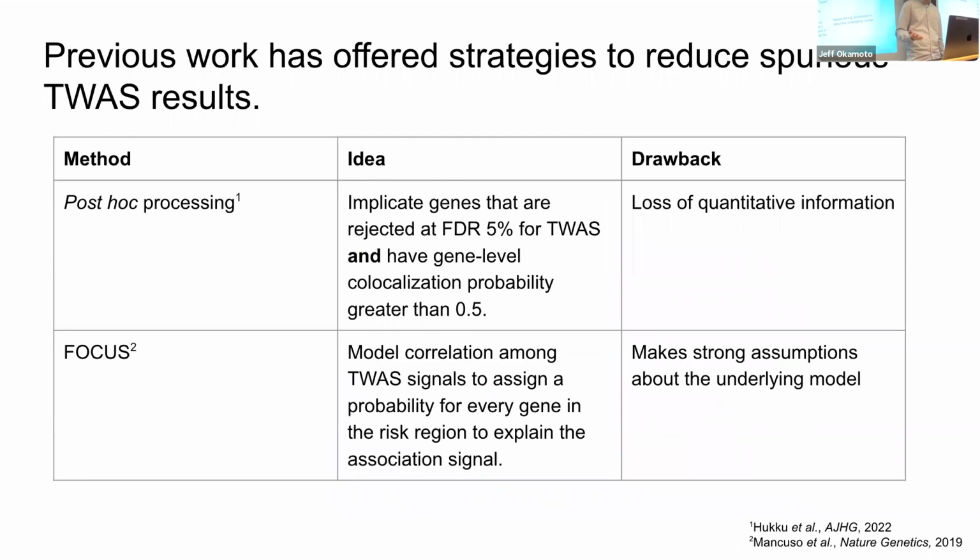So how do we get rid of these spurious TWAS results? Previous work has tried to address this question. The Hukku et al. paper suggests post hoc processing, where the idea is to directly filter out your TWAS results using a colocalization probability of 0.5. This is not an ideal approach because you end up with a binary decision: is it a PCG? Is it not a PCG? So you end up with a loss of that quantitative information regarding the uncertainty of your classification.